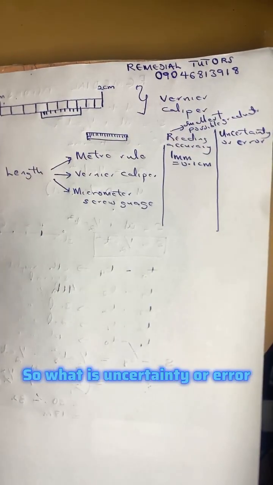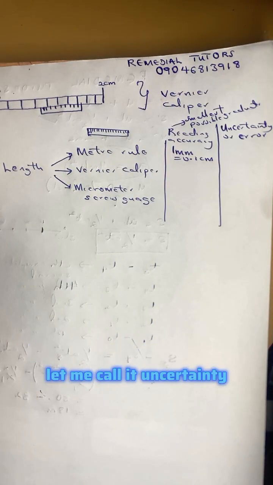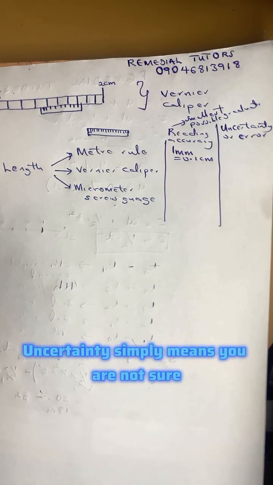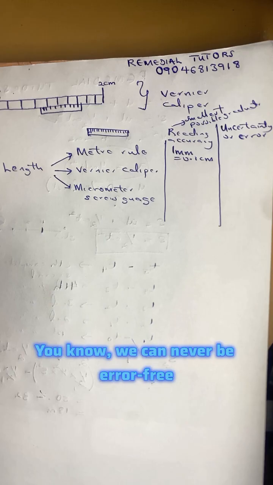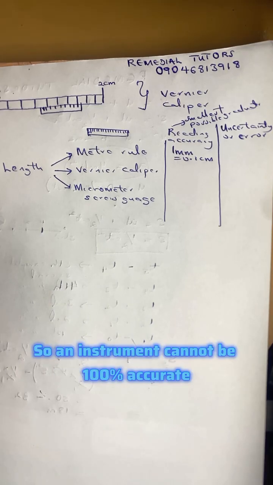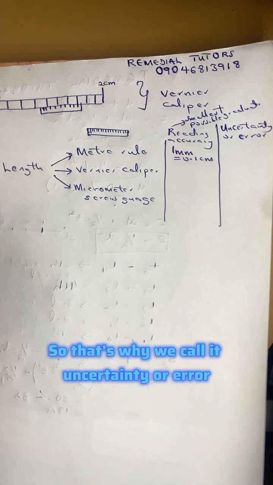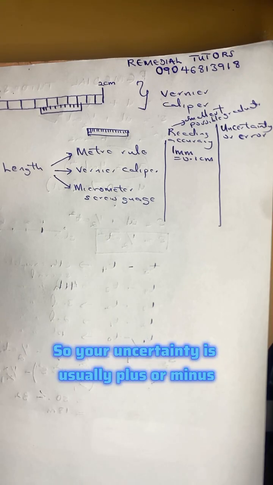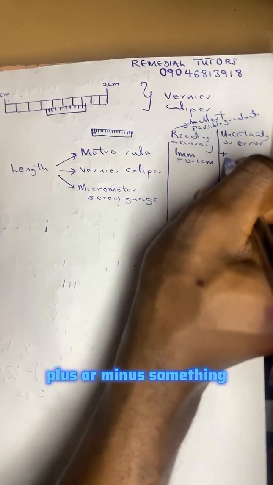So what is uncertainty or error? Let me call it uncertainty. Uncertainty simply means you are not sure of this measurement you've taken. We can never be error free. We are human beings, so an instrument cannot be 100% accurate. So it's likely to have some errors. That's why we call it uncertainty or error. Your uncertainty is usually plus or minus something.